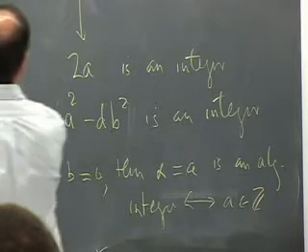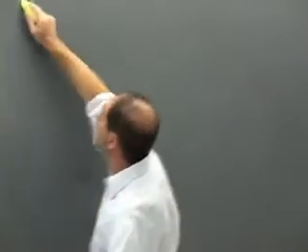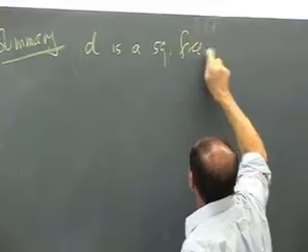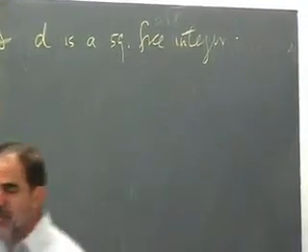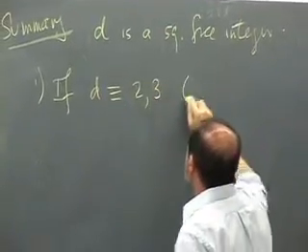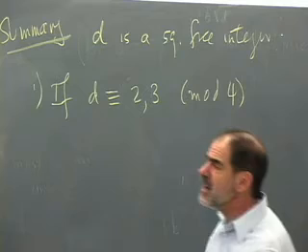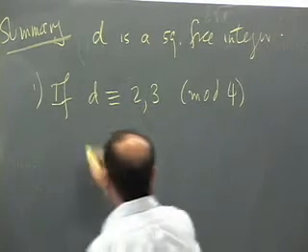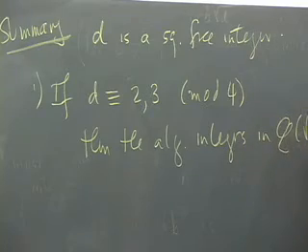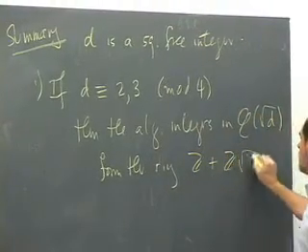So let us regroup and summarize what we've got. So here's our summary. So d is a square-free integer. So the algebraic integers, if d is congruent to 2 or 3 mod 4. By the way, d can't be divisible by 4 because it's square-free. Right? If it were divisible by 4, it's got 2 squared in it. So the remainder after division by 4 is either 1, 2, or 3. If it's 2 or 3 mod 4, then the algebraic integers in Q of square root of d form the ring Z plus Z square root of d. That was simple.